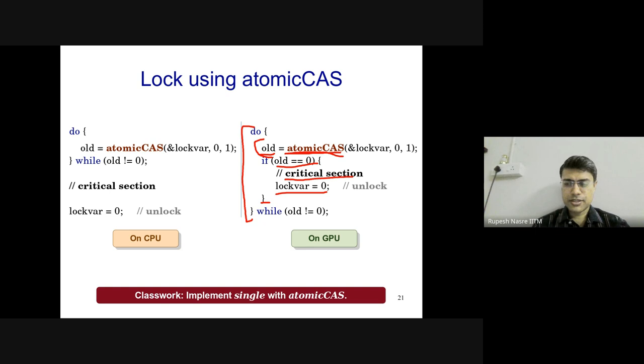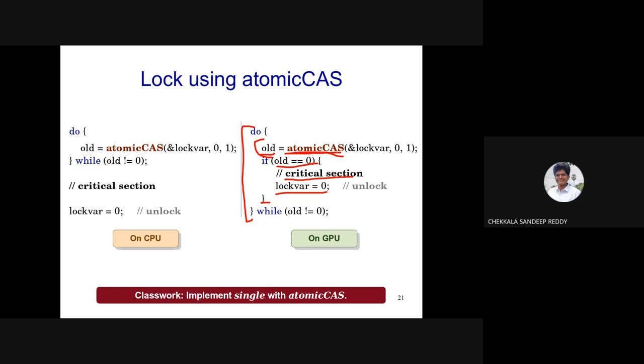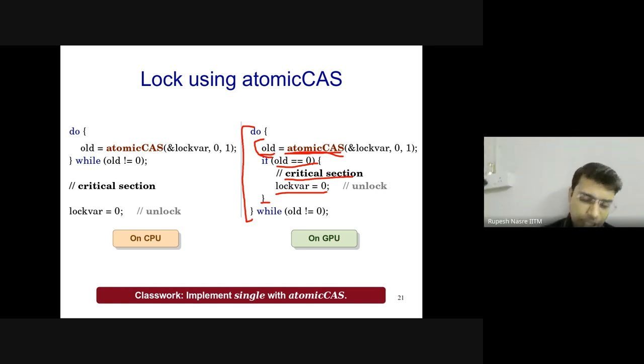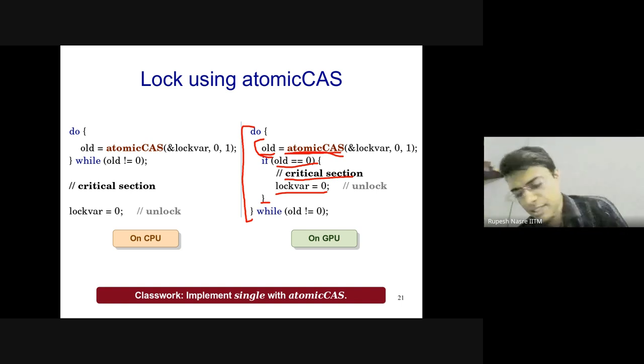Yeah, Sandeep, go ahead. Sir, I think if we remove this do while loop, delete the first line, do and while, then if you consider a warp, the old will be zero for only one thread. I think that will suffice your case, that single, but I'm not sure across blocks, but I'm sure within a block. Yes, so that is correct, and that is precisely what we need to do.